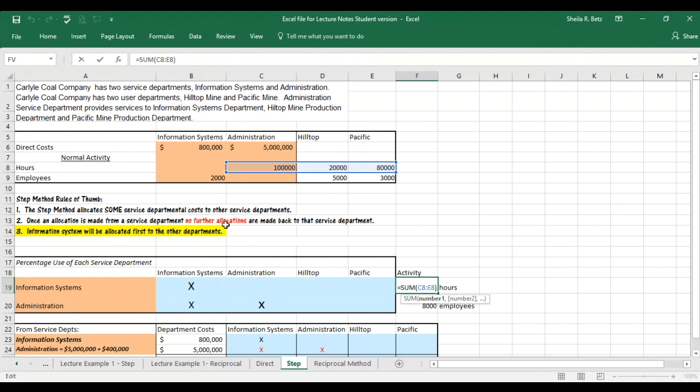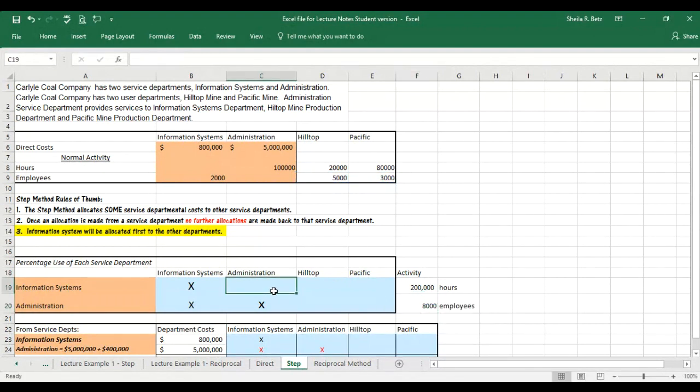So between all three departments that we can bill, we have 200,000 hours. However, the administration, they're second runner-up, all right? So they cannot bill themselves. In addition, they cannot bill information systems. So they can only bill the two producing departments. So therefore, we're only going to use the activity between the two producing departments.